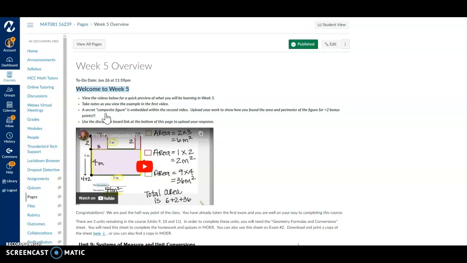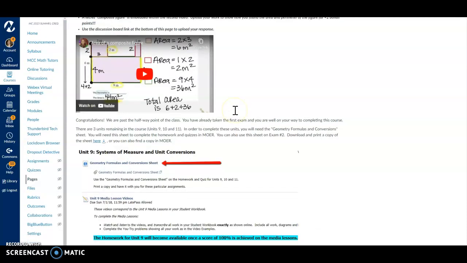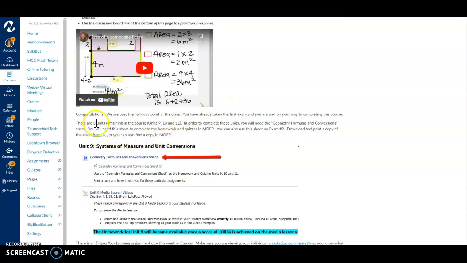going to be working with perimeter, area, and volume formulas, there is a conversion sheet and a formula sheet that you are going to be able to use for the remainder of the units, and also you can use it on exam 2 that is coming up. So it explains it here in the weekly overview.